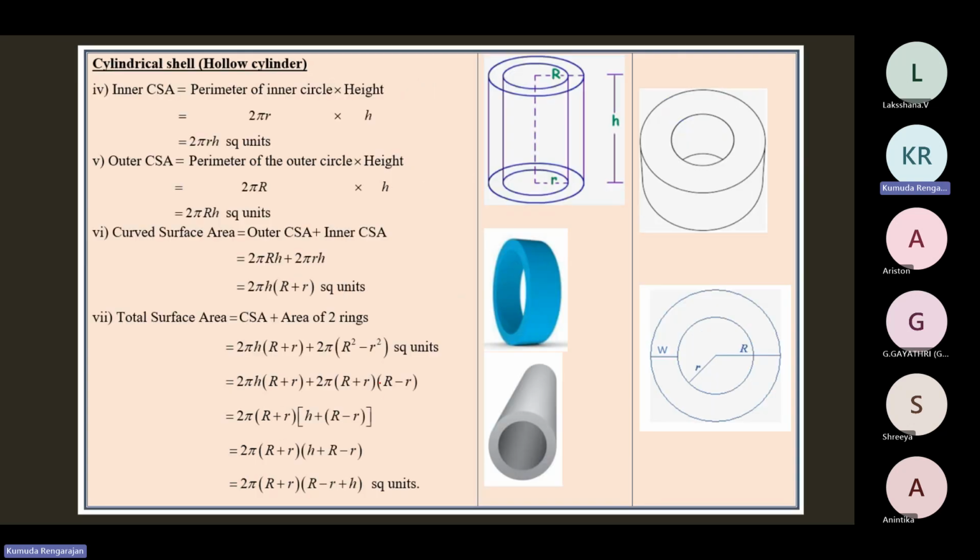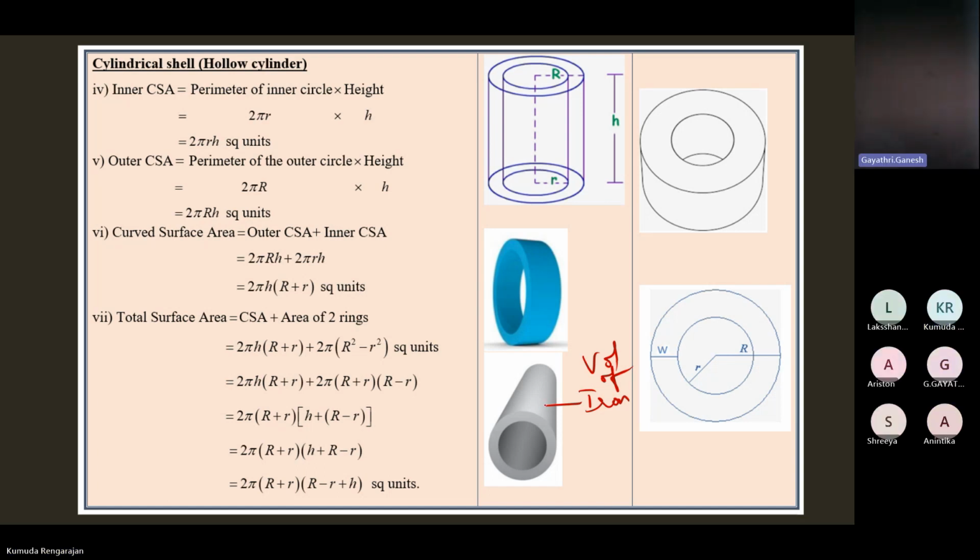So if you have to find how much of, now supposing this cylindrical shell is made of iron. What is the volume of iron? Volume of iron. Now supposing this pipe, this is called a cylindrical shell or a hollow cylinder. If you have to find the volume of iron used to make this one.